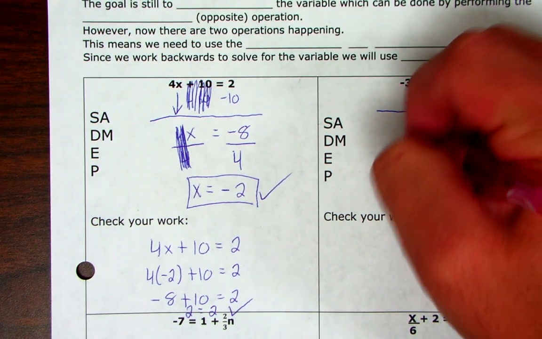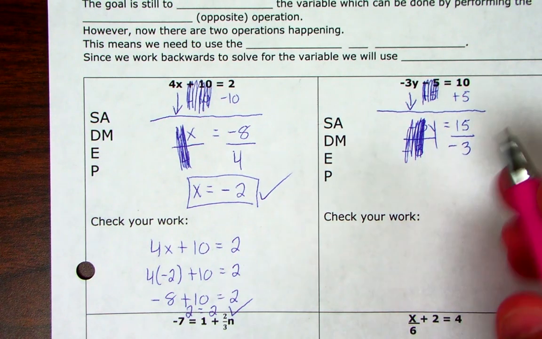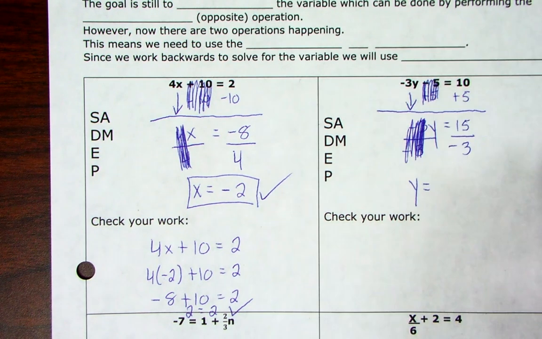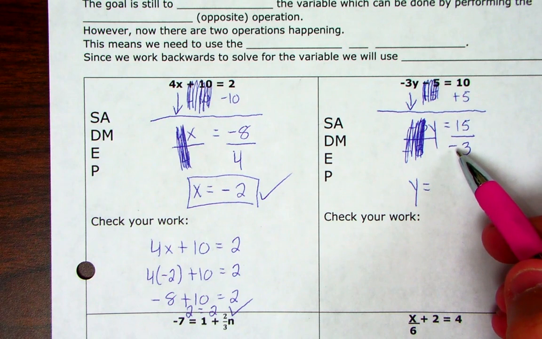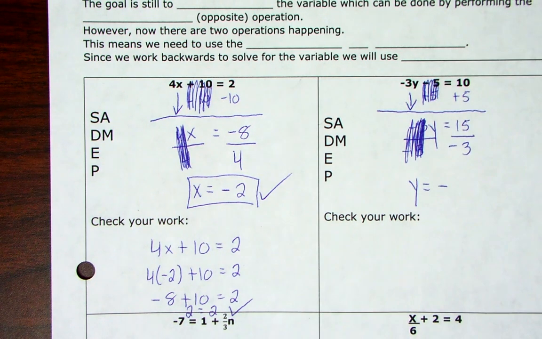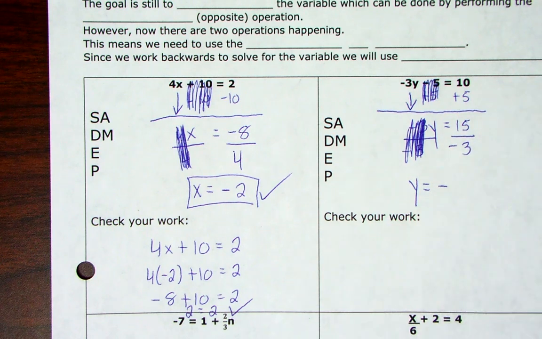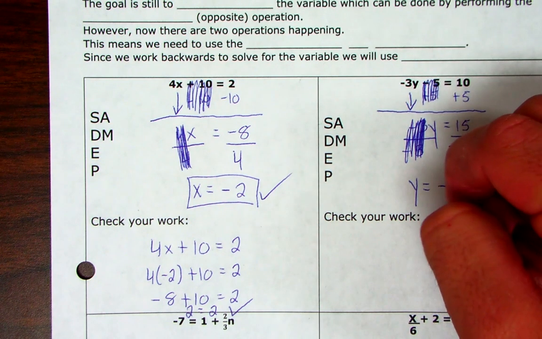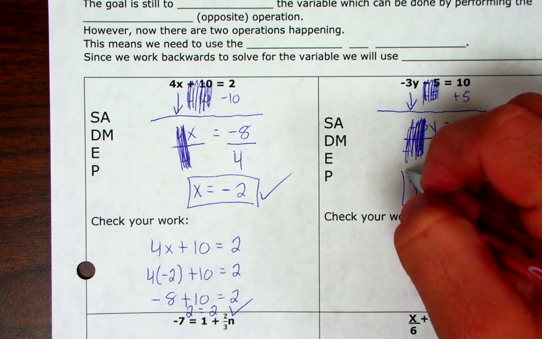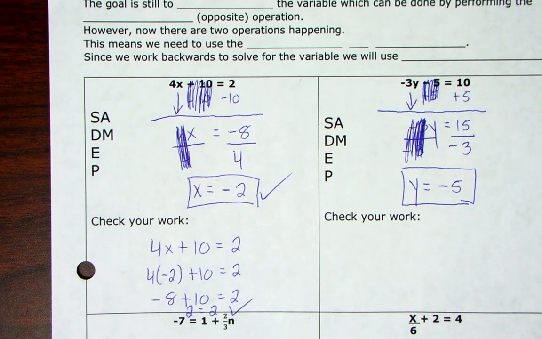So here we go. The negative 3 zeroes out, which leaves you with y. A positive divided by a negative is a negative. 15 divided by 3 is 5. So your answer is y equals negative 5.